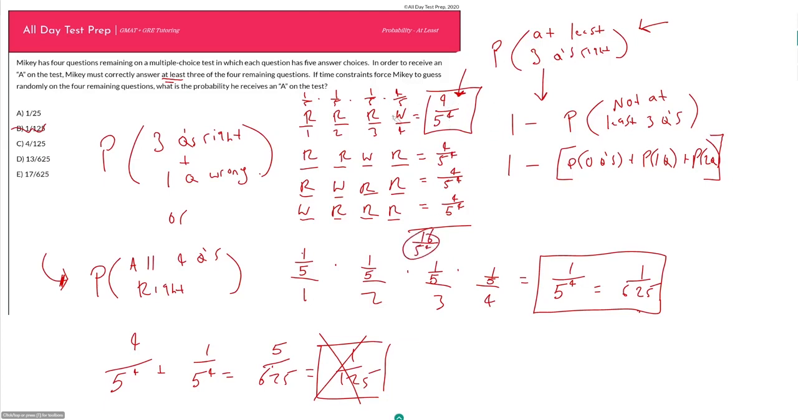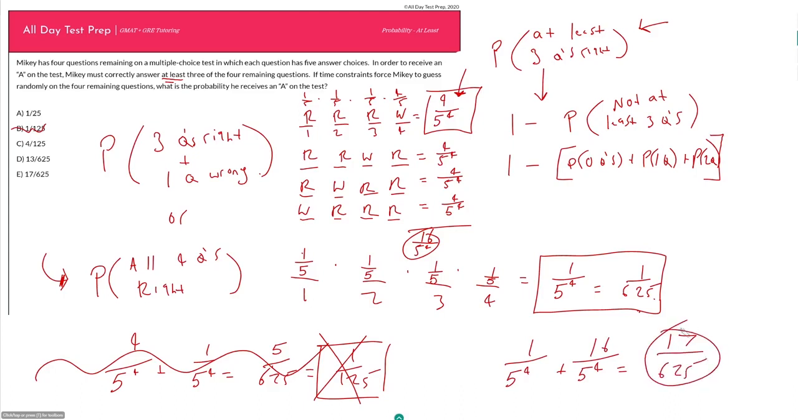Or you can think about it as, I can get 3 right, 1 wrong, this way, or this way, or this way, or this way. Add these, and you should get the same thing. So 16 over 5 to the 4th is what we're adding here. Just cross this whole thing out. Now we have 1 over 5 to the 4th plus 16 over 5 to the 4th, which is equal to 17 over 5 to the 4th, or 17 over 625. And E is actually our answer.